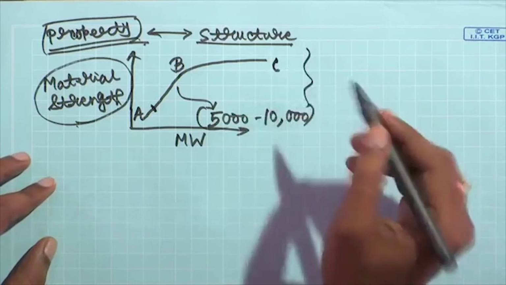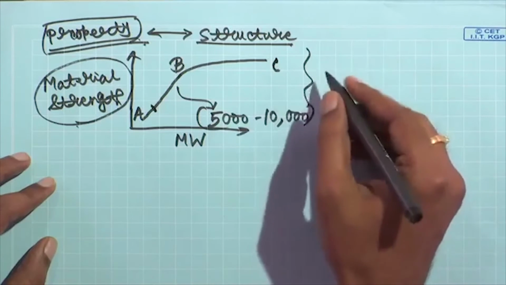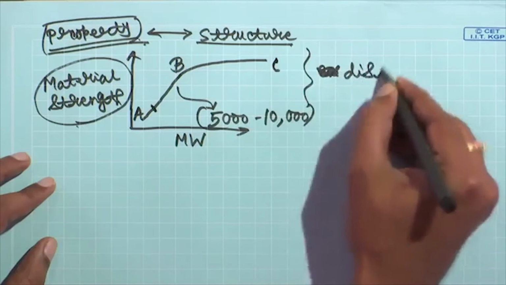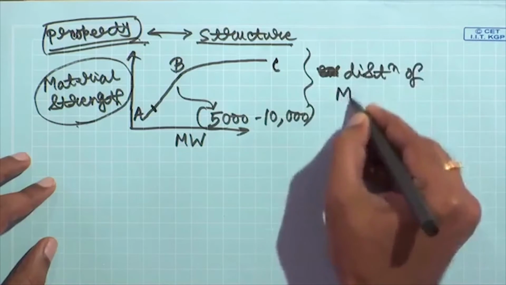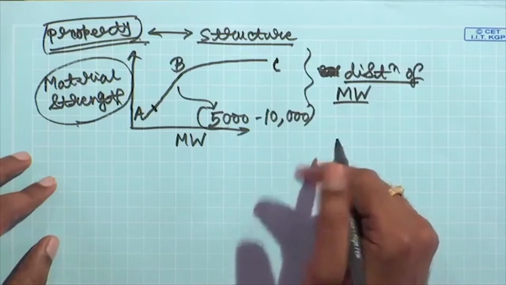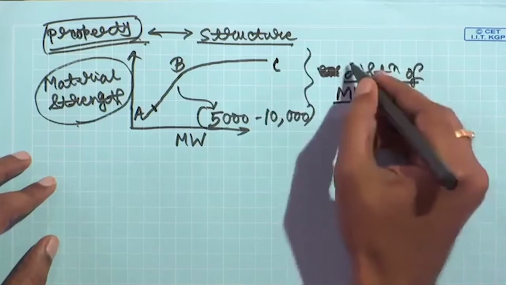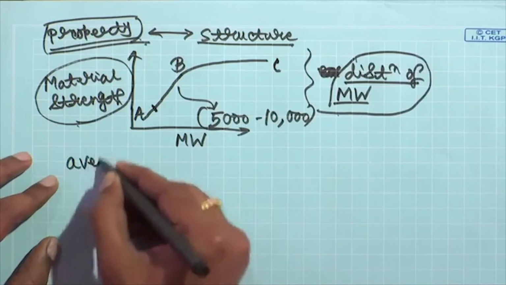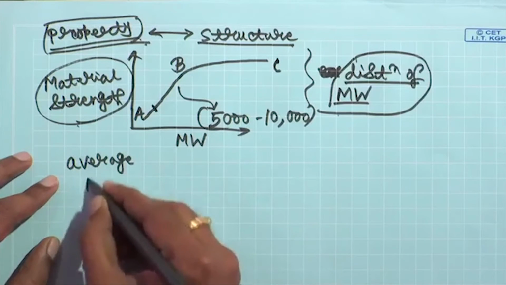So, from this discussion, it is important to understand that ultimately what we want is a distribution. We want to know the distribution of molecular weight in the polymer sample that we have prepared. Now, we will come to that after. First, let us talk about average molecular weight.